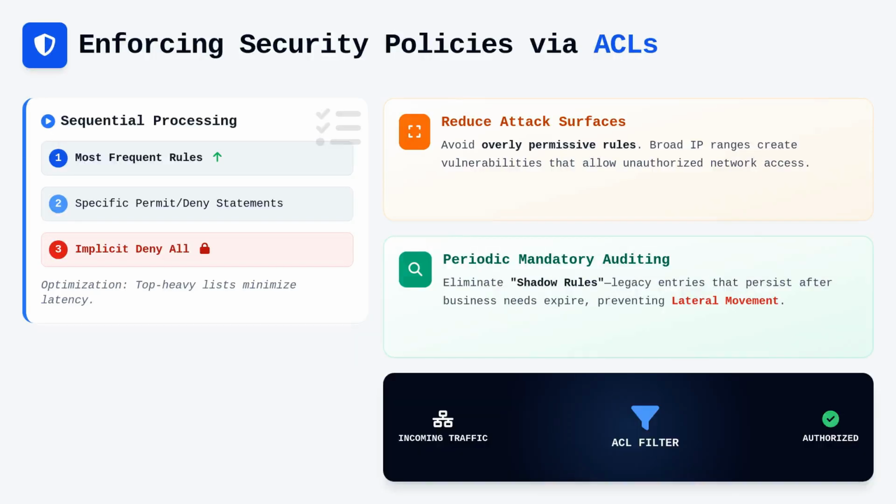Consistent periodic auditing of these rules is mandatory, as legacy entries often persist long after a legitimate business requirement has expired, creating shadow rules that could potentially be exploited by an attacker for lateral movement.